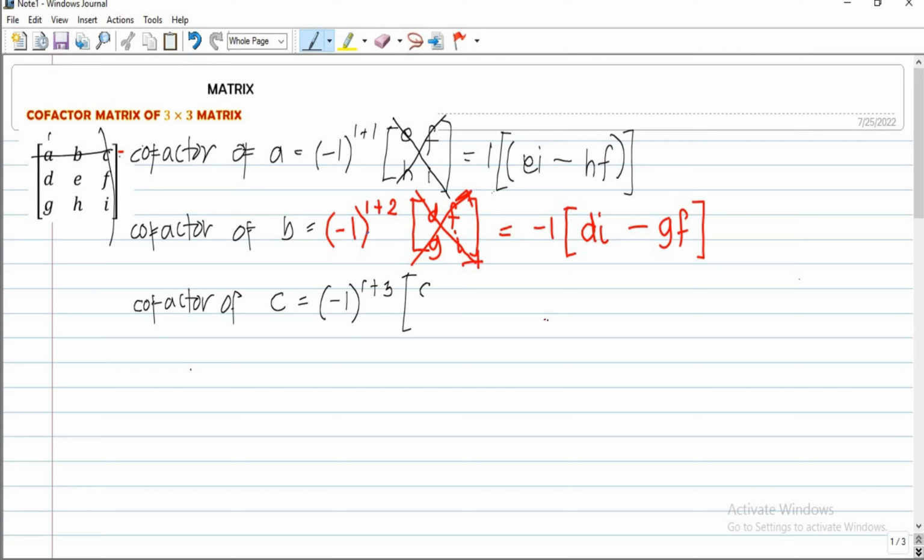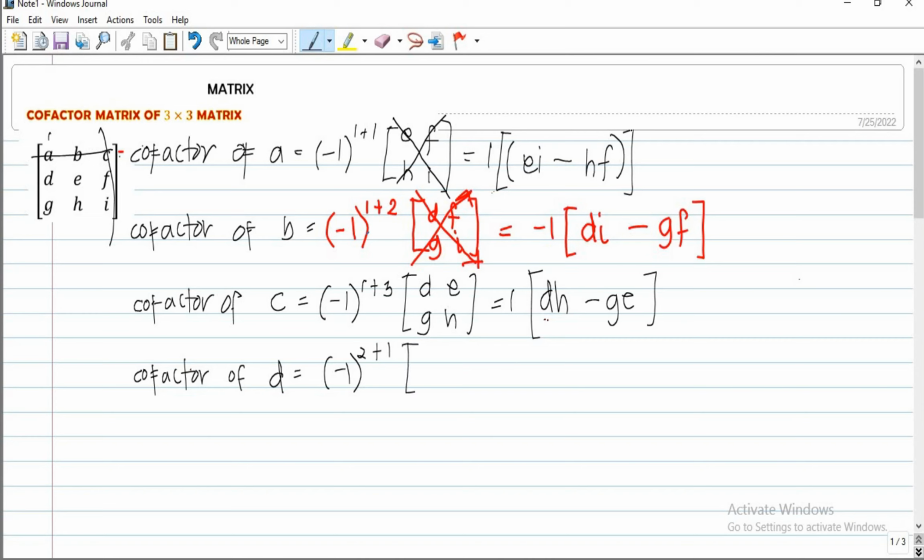Multiply that by DE and GH. So that is equal to negative 1 raised to 4 is 1 multiplied by DH minus EG. And then, diretso ko na. For the cofactor of D, that is equal to negative 1. D is located at row 2, column 1. Multiplied that by, ano yung mga elements na hindi covered ng pivot kapag ilalagay ko siya sa may D.